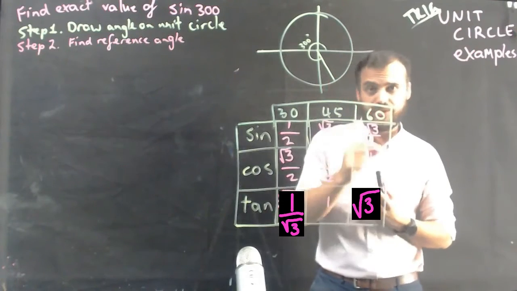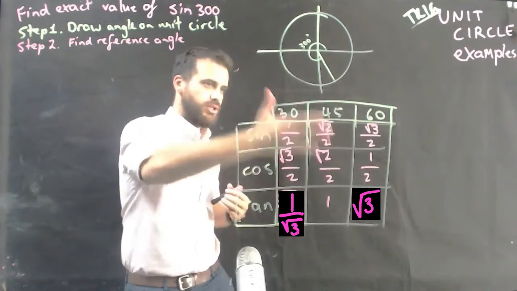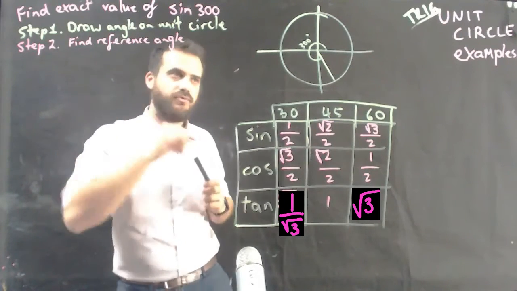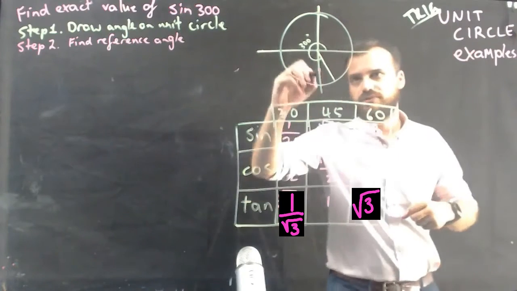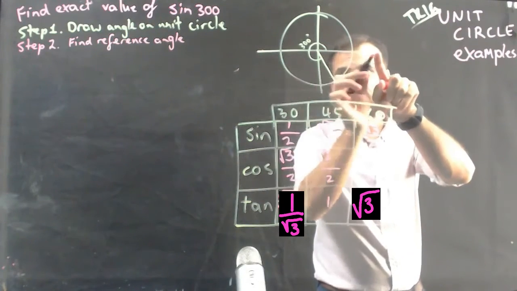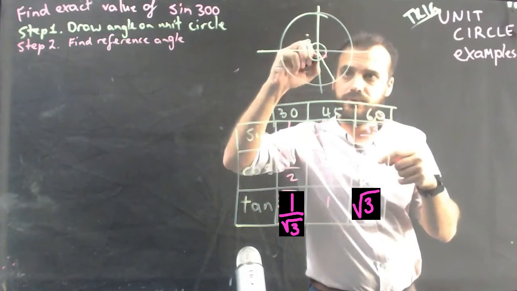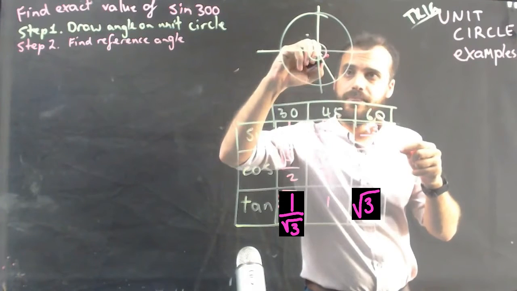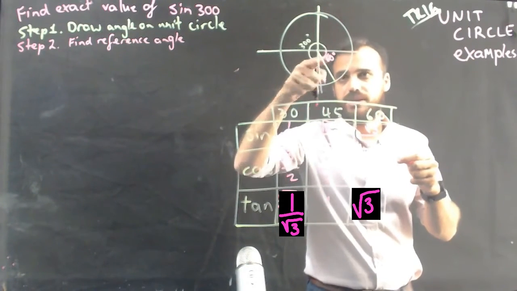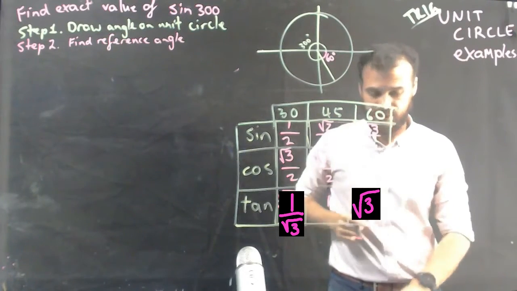Find the reference angle. Because if you can find the reference angle, then you'll know which column you'll be dealing with in your table. So finding the reference angle is fairly straightforward. We need to find the angle between the horizontal and the line you drew, the acute angle. So if that was 300, that must be 60. Now I have my reference angle, 60 degrees.